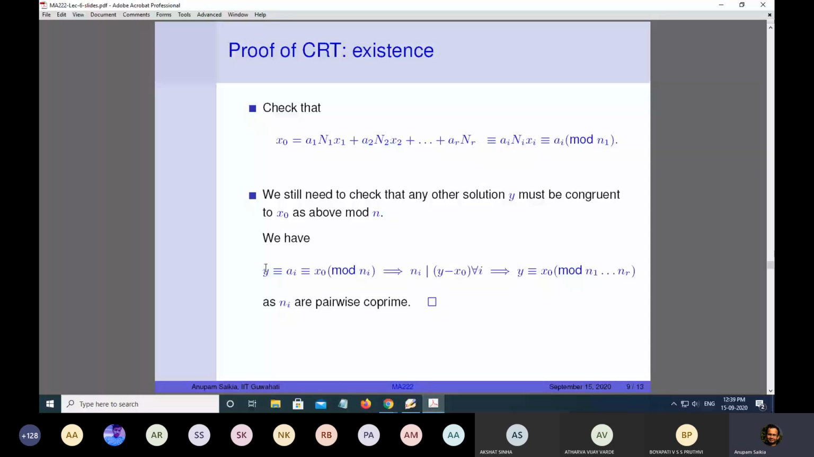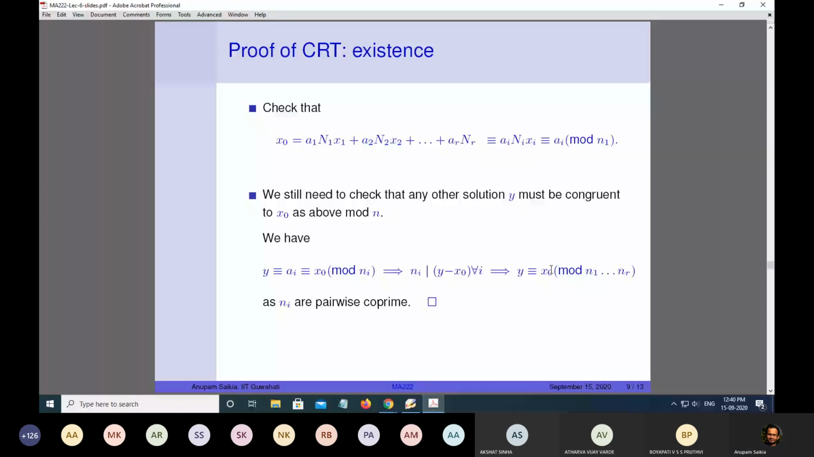So, you look at y. y is congruent to ai mod ni, because it's a solution. But x0 is also a solution, so x0 is congruent to ai mod ni. That means y minus x0 is divisible by ni. So ni divides y minus x0. But that is true for each i. That means y minus x0 is a multiple of all of them because they are co-prime. So that's what we need: that y, any other solution, is congruent to x0 modulo the product.